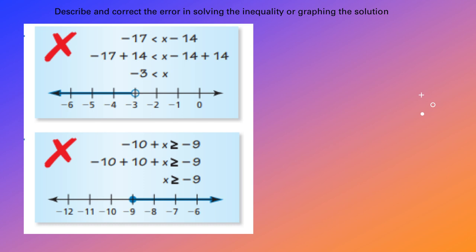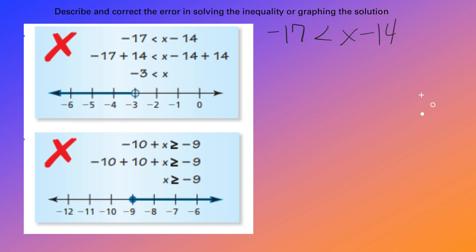Before we do, let's look at this error analysis, okay? Describe and correct the error in solving the inequality or graphing the solution. So we could solve it or graph it. Let's look at the first one. We have negative 17 is less than x minus 14, right? That's the inequality.